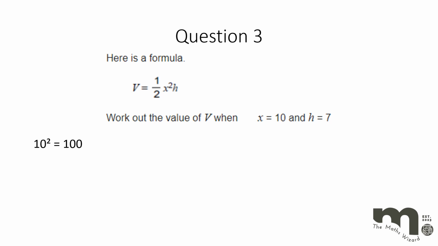Okay, so first of all, we need to do our x squared. So 10 squared will give you 100. And then you can either half that and then times it by h, or you can do what I've done here. You can do 100 times 7, which is 700. And then 700 divided by 2 is 350. Or you can multiply 700 by a half and you will still get to 350. Okay.